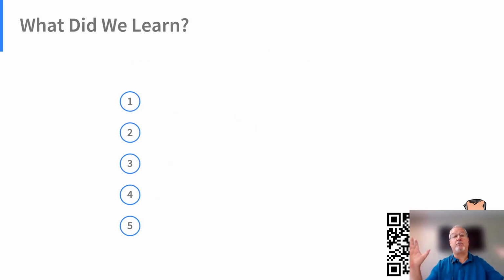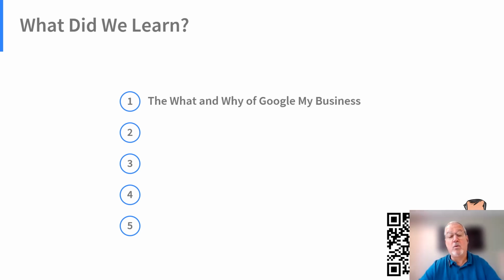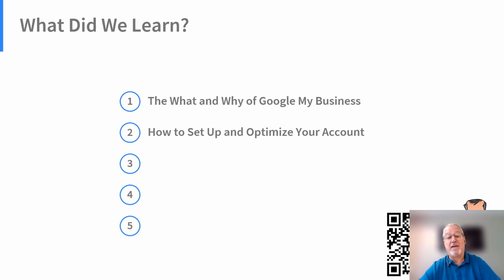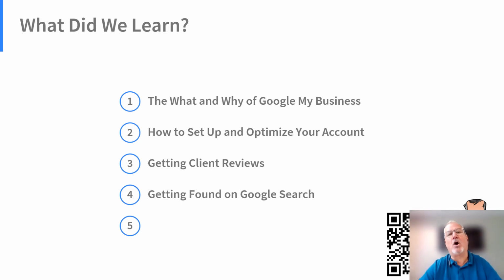So, in summary, let's just go over what we learned here today. All right. I hope this has been helpful. Hopefully, when this is done, you're going to get that postcard ordered. You're going to get your page set up. So let's talk about it. We talked about the what and why of Google My Business, how to set up and optimize your account, getting your client reviews. Get a bunch of them. Get a bunch of them. Have your friends write you reviews, whatever it takes. Getting found on Google search and understanding Google Insights.